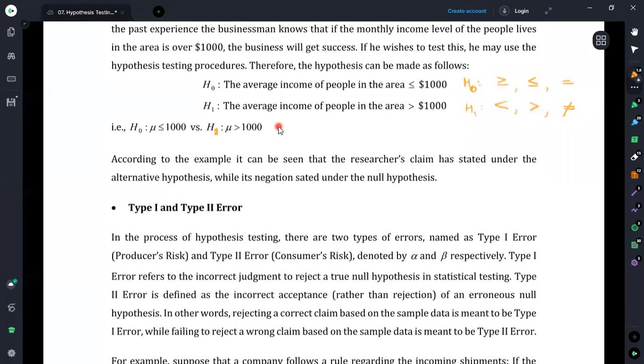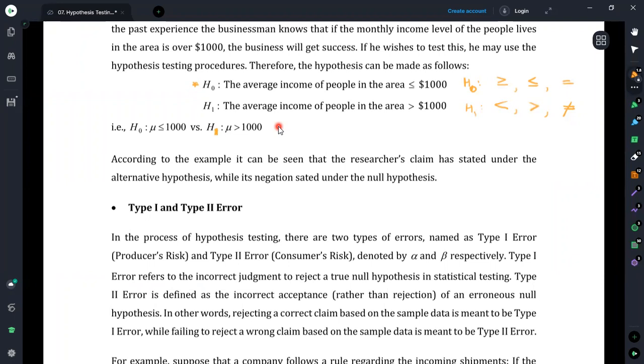And the next thing is, generally the researcher's claim is stated under the alternative hypothesis, and the negation of the statement is mentioned under the null hypothesis. And always we are testing for the null hypothesis only. Never are we testing for the alternative hypothesis.